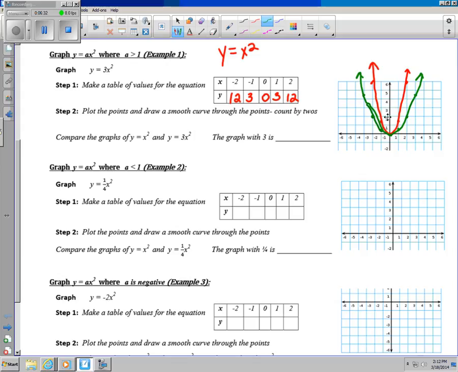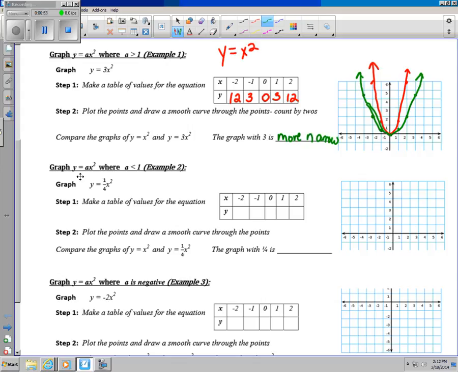Okay, so let's look at these two graphs. The graph with the 3 in front of the x, when a is 3 instead of a being 1, is more narrow. It's more narrow. It rises at a more rapid rate. Okay? We're going to use some of these things and we're going to kind of think about some things.